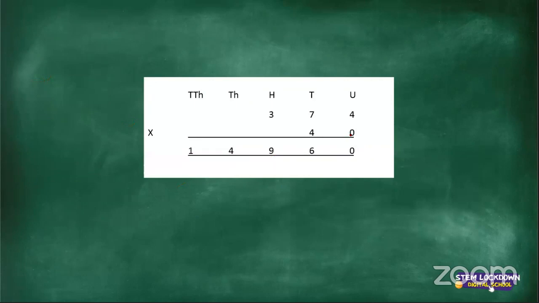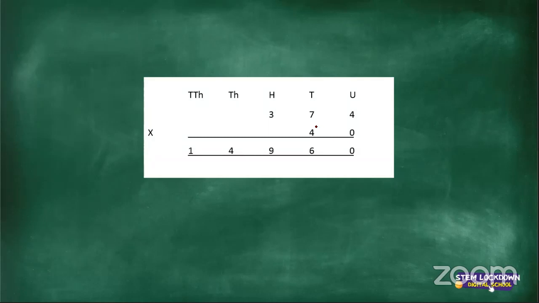So here we have 374 times 40. Now when we multiply by 0, the rule that you have learned previously is that any number multiplied by 0 is 0. So in this units column, we put a magic 0 because we are multiplying by a 10. So you put 1 zero.